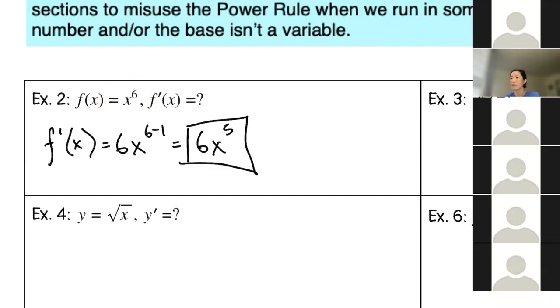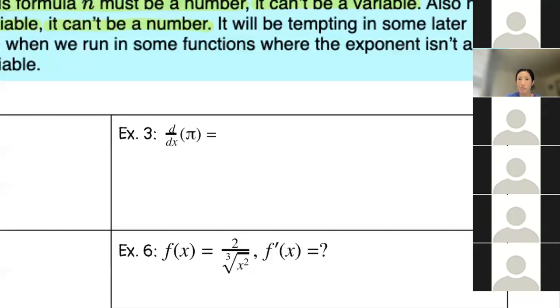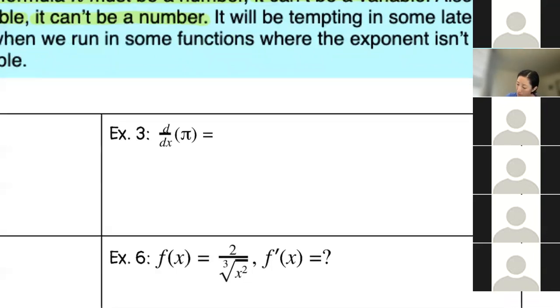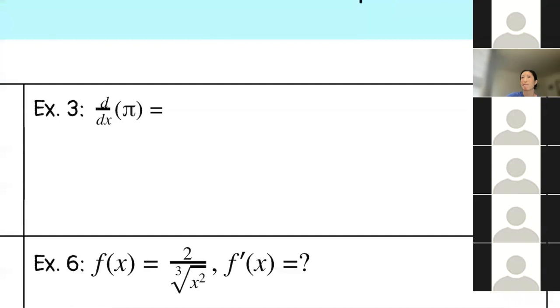but sometimes it doesn't feel quite so much like that, so I just want to highlight a few other cases here. Okay, so let's go over to example 3. I have d dx of pi. Okay, so d dx, another way of saying find a derivative, find the derivative of pi. Okay, so what are our thoughts here? d dx of pi.